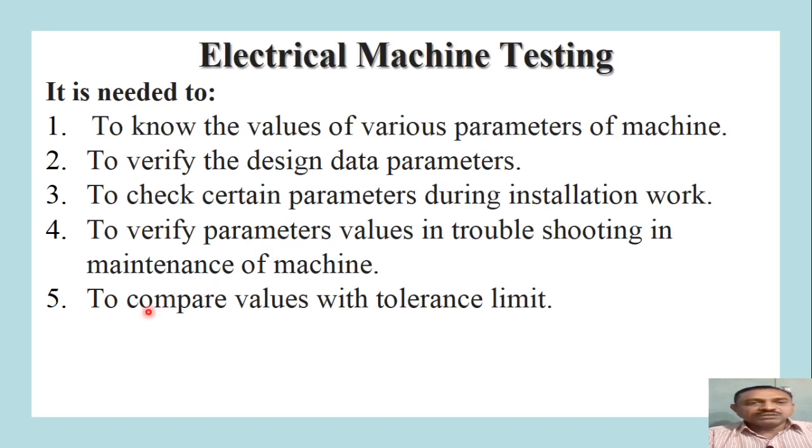The fifth need is to compare the values with the tolerance limit. Every parameter of an electrical machine is provided with a certain tolerance, that is, the upper and lower limit. So we have to verify whether the parameters are within the tolerance limit or not. So it can be done only with the help of electrical machine testing.